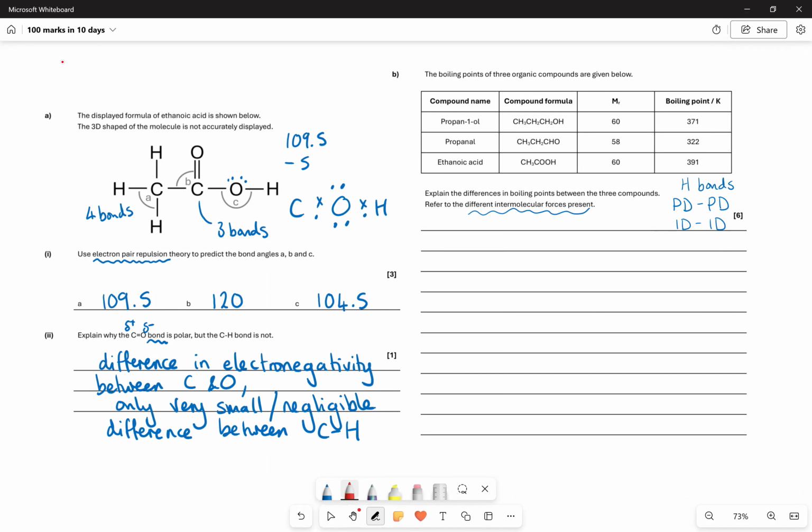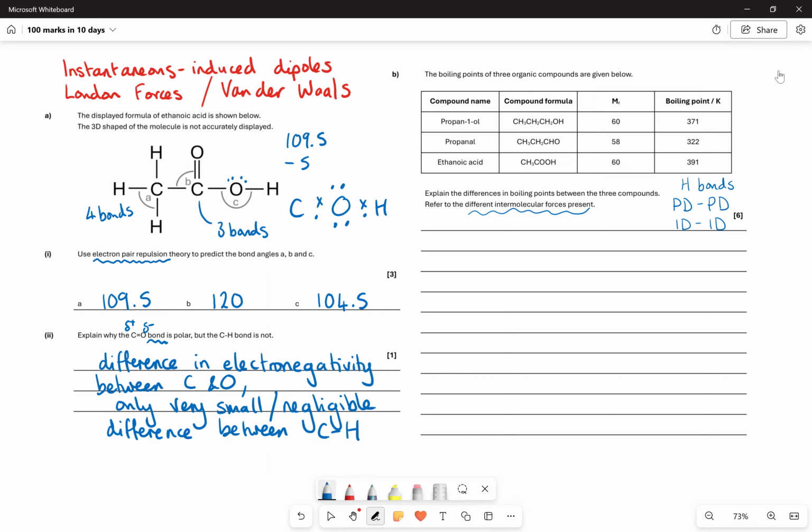So ID stands for instantaneous induced dipoles. That's like the shortest way, or sometimes instantaneous dipole induced dipole attraction. In this question, we're not going to explain how they arise, but you do need to know how they arise in terms of random movement of electrons. The other name for them, Edexcel and OCR tend to call them London forces by default, whereas AQA tends to call them van der Waals forces. All the same thing. Okay, so from now on in this question, I'm going to call them ID.